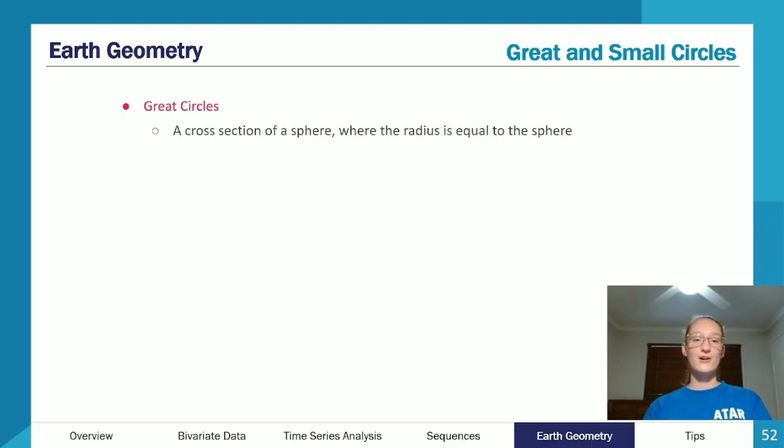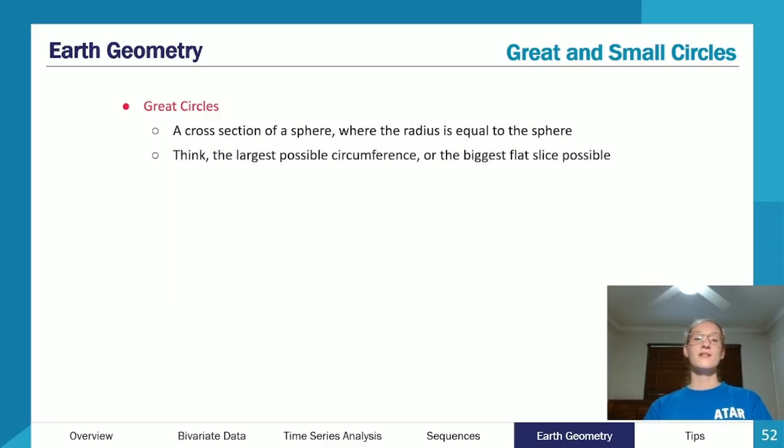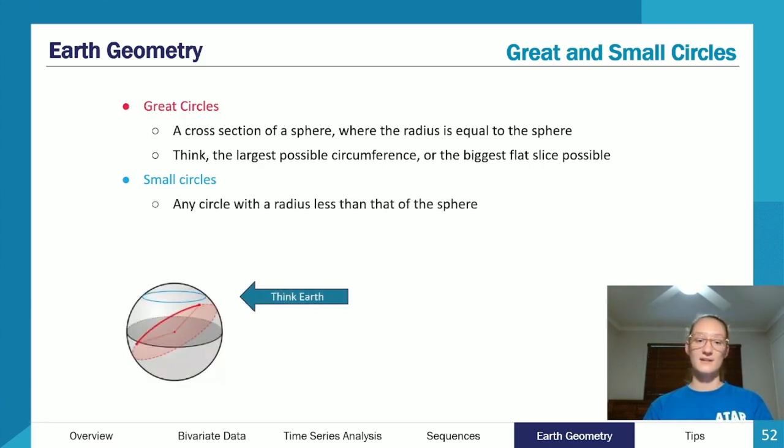Our great circles are a cross section of a sphere where the radius is equal to the radius of the sphere. So great circles are our largest possible circumference. We're thinking of our biggest possible flat slice. Whereas our small circles are any circle with a radius less than that of the sphere.